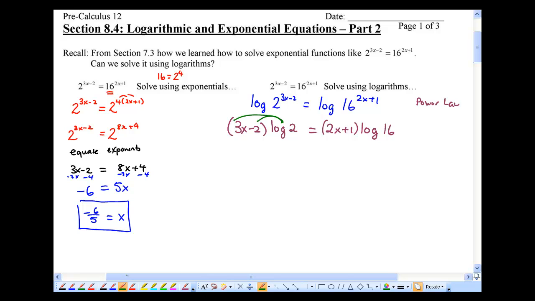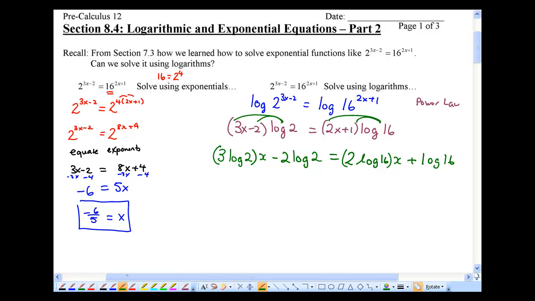Well, let's just distribute. I'm going to go 3x times log 2, and that just becomes 3 log 2, and then x. Okay, so I want you to understand that whole thing is the number. And you have minus 2 log 2. Okay, that's the left side. Can you try to expand out the right side, please? And if you did 2 log 16, that whole number times x, and then plus log 16, I like that.